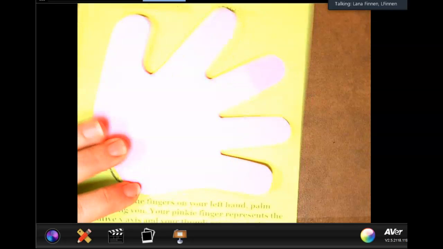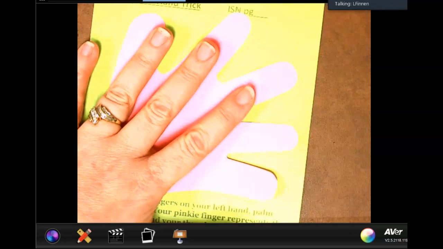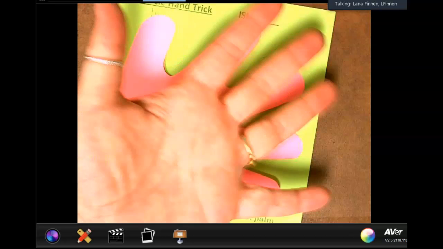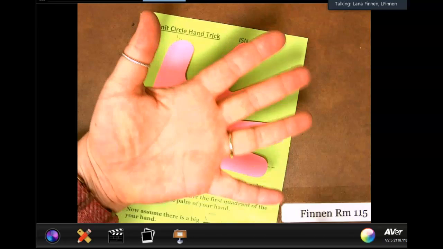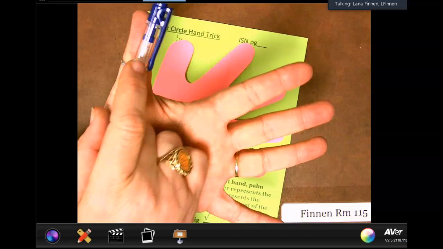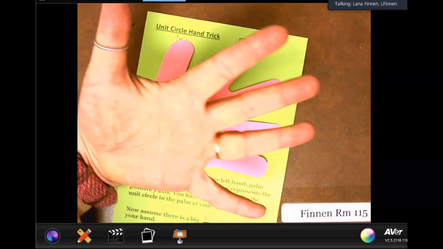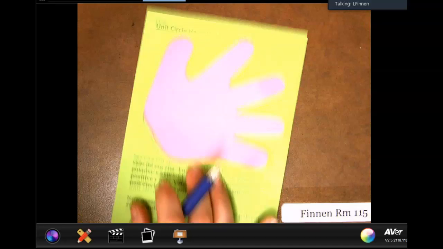So what we have here, now I'm giving you this paper hand so we can figure out how this works, but in the end you're really going to be using your own left hand palm up. And when you hold your left hand palm up, you want to think about your pinky being the x-axis and your thumb being the y-axis. So like this is the first quadrant here. Okay, so this is your first quadrant circle with your left hand.